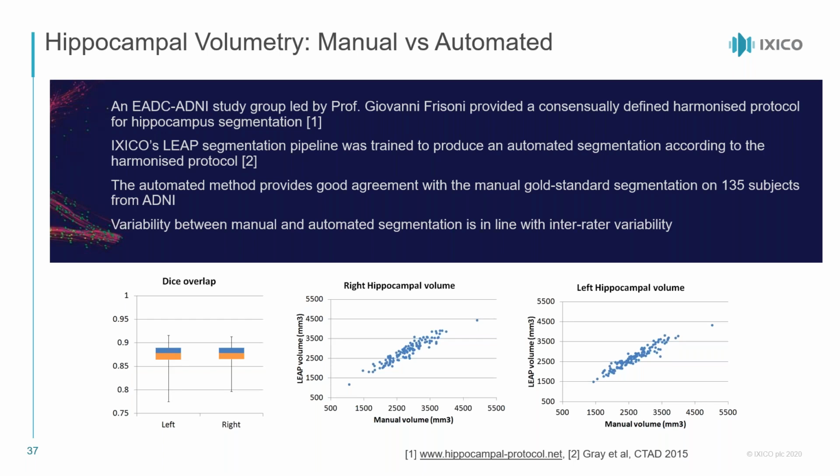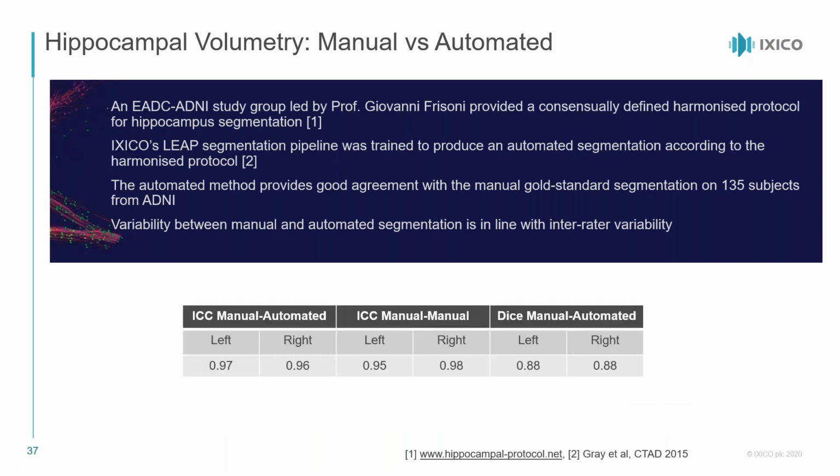We see very good spatial overlaps, as shown by the dice scores in the lower left, as well as good agreements in absolute volumes and significant correlations. Notably also, the variability between the manual and the automatic segmentations is in line with inter-rater variability.